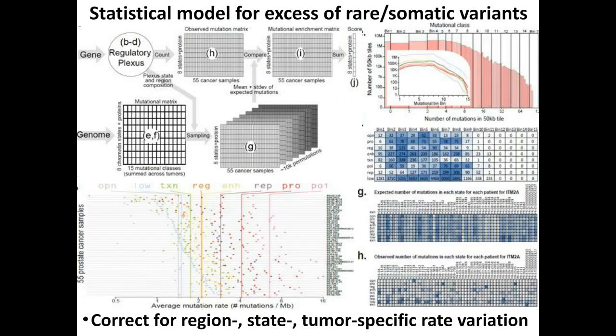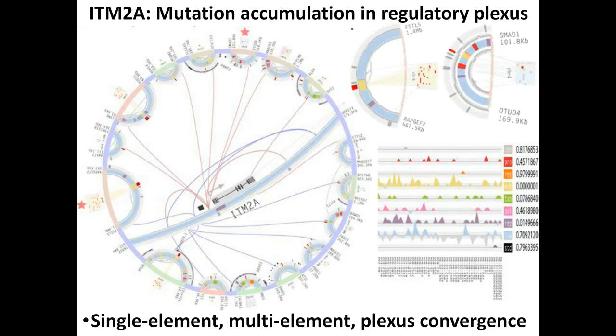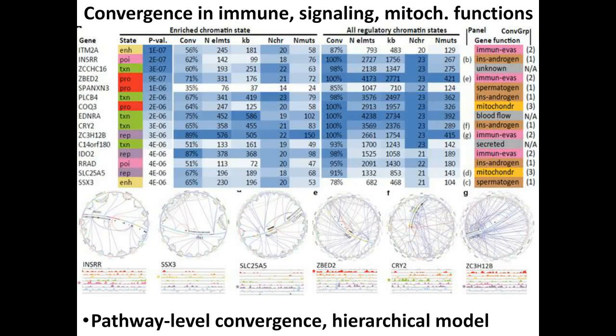So we built a model that allows us to now estimate from the genome by genome sampling what the expected mutation rate should be for each of the genes based on the regulatory neighborhood, and then use these expectations to now calculate an enrichment for each of those genes that allows us to now predict new cancer genes based on the enrichment of their regulatory plexes. And you can see here that these plexes can be extremely complex or extremely simple, but in both cases, we find a large number of new genes that are associated with cancer that are in fact falling in a small number of pathways that are already known to play roles in cancer.